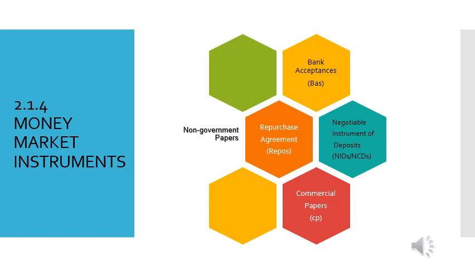The third instrument is Negotiable Instrument of Deposit, NIDs or NCDs. It is a debt instrument sold by a bank to a depositor that pays annual interest of a given amount and at maturity pays back the original purchase price. Originally, NIDs were non-negotiable, that is, they could not be sold to someone else and could not be redeemed from the bank before maturity without paying a substantial penalty. But today, they are negotiable and now issued by almost all major commercial banks and have been extremely successful.